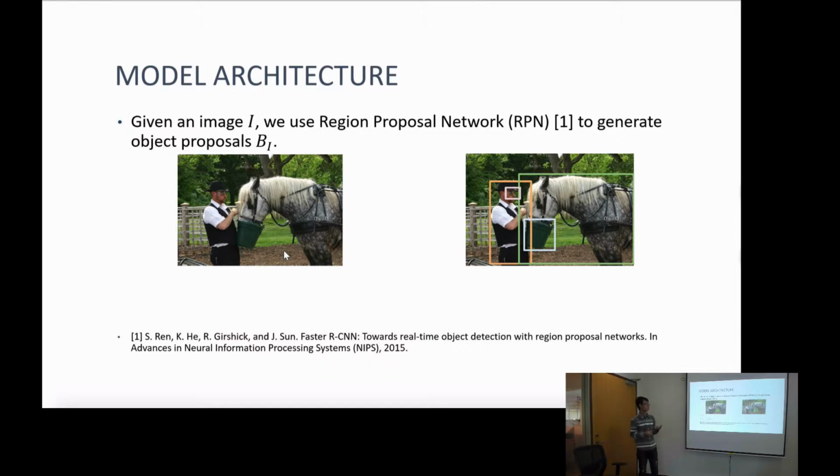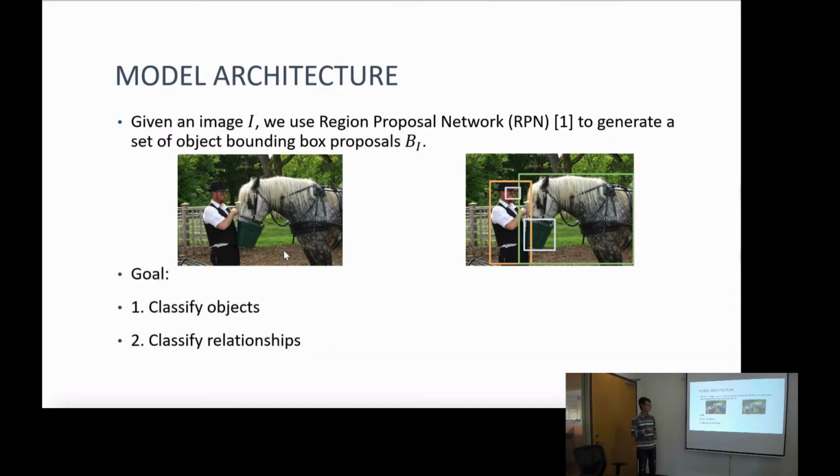After extracting the objects, we have 2 goals. The first goal is to classify the objects, because here the orange box corresponds to the man and the green box corresponds to the horse. How do we know this one is man and this one is horse? So the first goal is to classify objects. The second one is to classify the relationship of these 2 objects, meaning that this man is holding this bucket, so we need to classify the predicate as feeding. Similarly, this man is wearing glasses, so we need to predict the relationship between man and glasses is wearing. This is the second goal. Then the output of this model is this kind of graph.